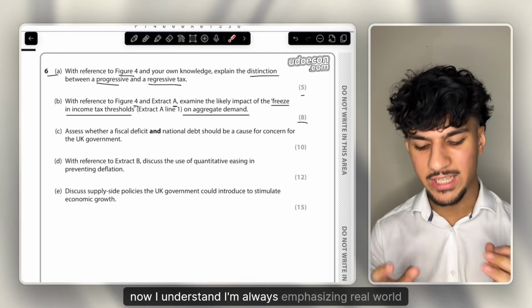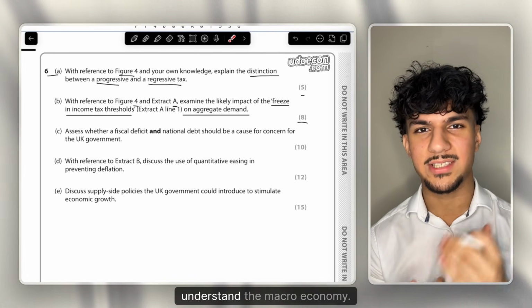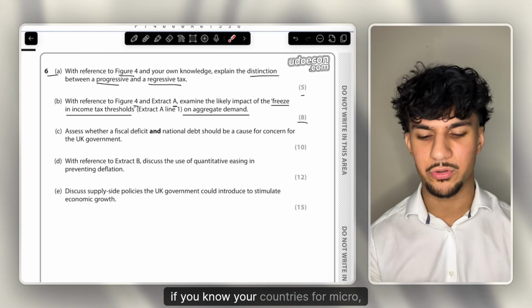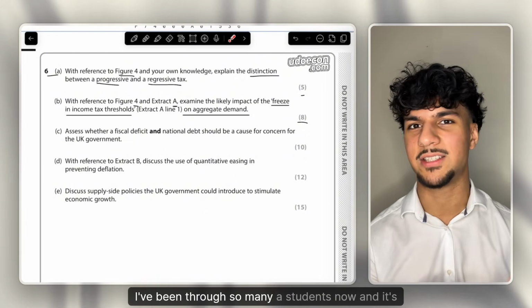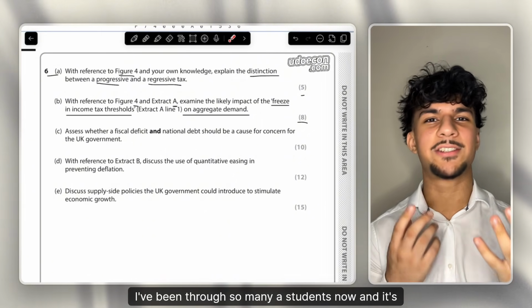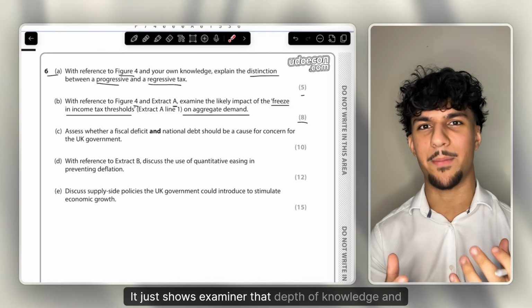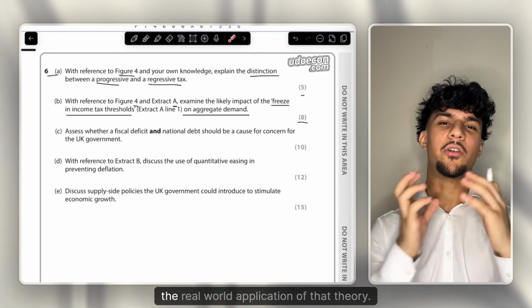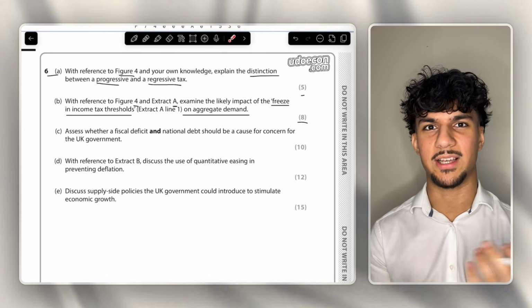Now, I understand I'm always emphasising real-world application, but it pays absolute dividends. If you understand the macroeconomy, you know your examples for the globalisation section, if you know your countries, for micro, if you know your industries. I've been through so many A-star students now, and it's just what is needed for that A-star, that top level. It just shows the examiner that depth of knowledge and that appreciation of the real world, not just the theory of economics, the real world application of that theory. And it's those two things combined which makes that A-star student.